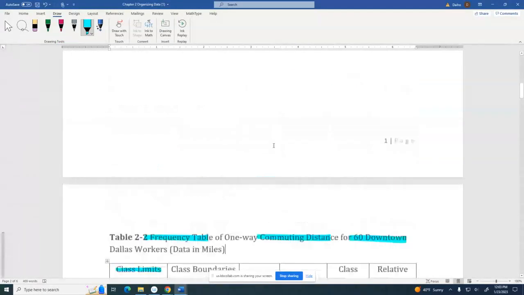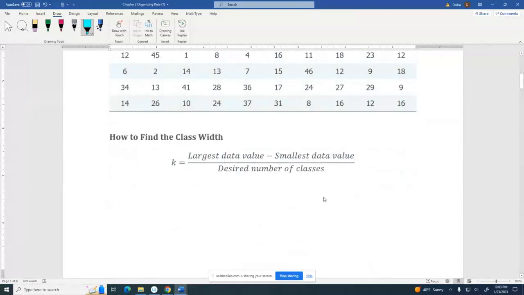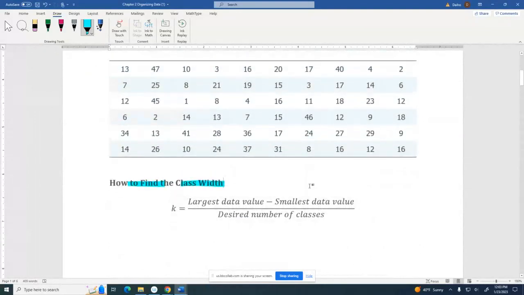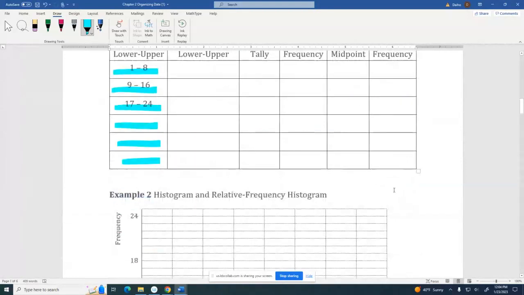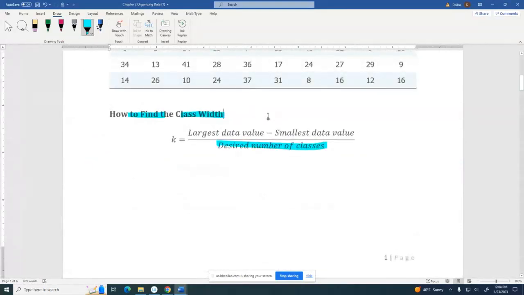So let me go up. It's before getting the classes. Yep, here it is. To find the class width, we need the desired number of classes. How many was it? 6. It was 6. Yeah, here it is: 1, 2, 3, 4, 5, and 6. So the denominator must be 6.